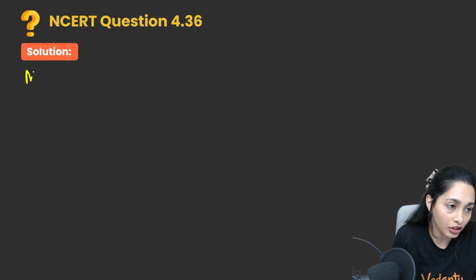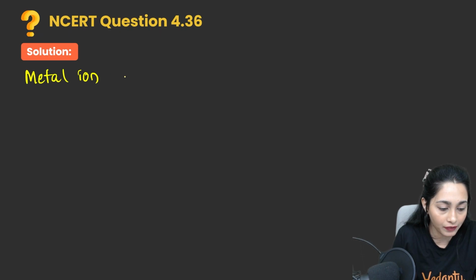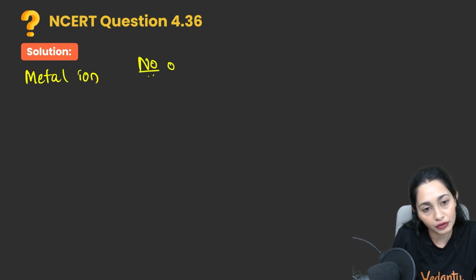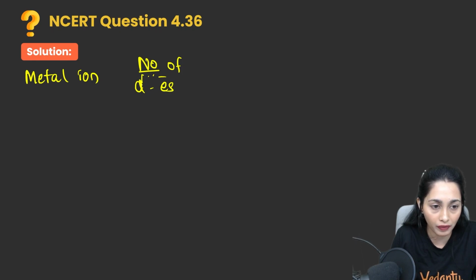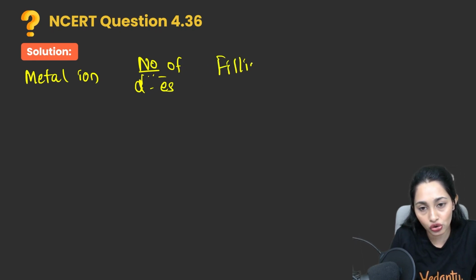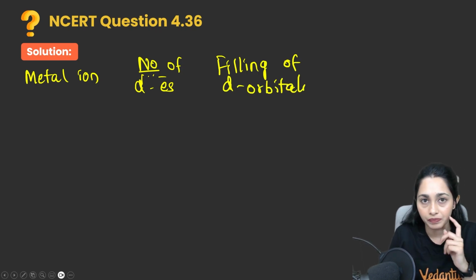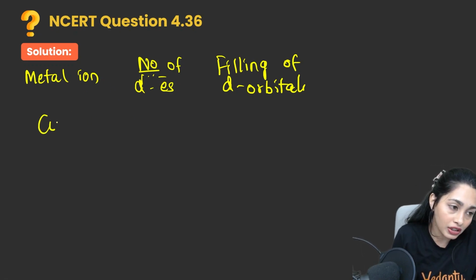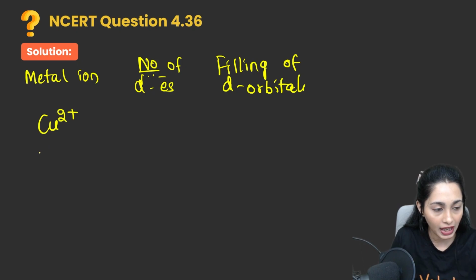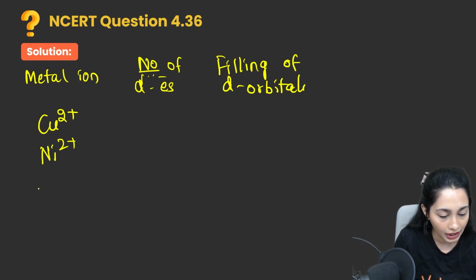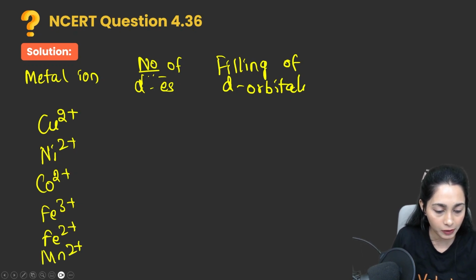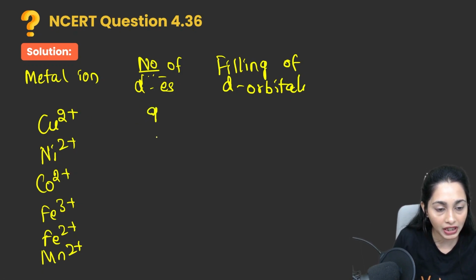So we'll write the metal ion, whichever is given, and the number of d electrons in each, and we'll show the filling of the d orbitals in two separate sets, t2g and eg. The metal ions given are Cu2+, Ni2+, Co2+, Fe3+, Fe2+, and Mn2+. Okay, we'll continue on the next page. So in copper 2+, the number of d electrons is 9.